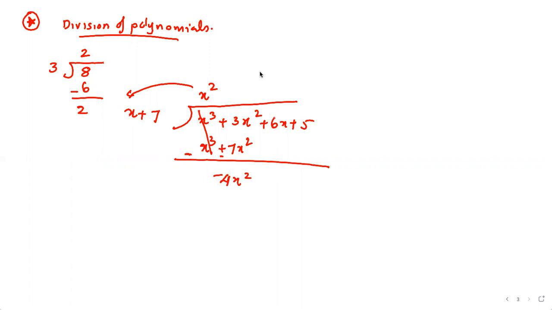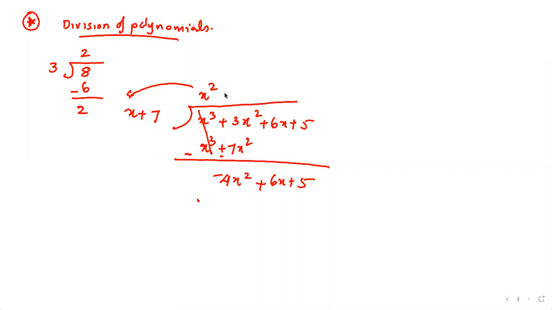After this, what we do is we take the numbers down. So we take this down. 3 minus 7 is negative 4x squared. And the remaining numbers stay as they are: plus 6x plus 5 comes down as it is.